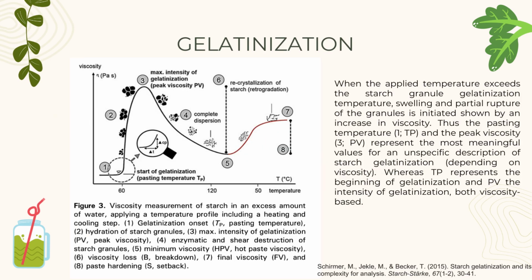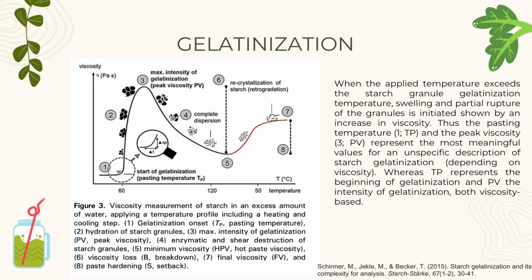This graph shows changes in starch during and after cooking. During the initial phase of the graph, the temperature increases up to 95 degrees Celsius, and then is held for a couple of minutes, and then the temperature will reduce again to around 50 degrees Celsius, or almost back to room temperature. When the applied temperature exceeds the starch granule gelatinization temperature, swelling and partial rupture of the granules is initiated, shown by an increase in viscosity.